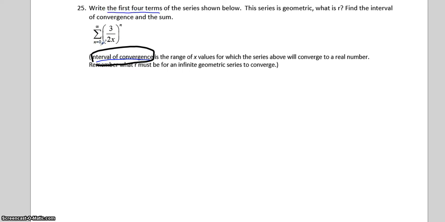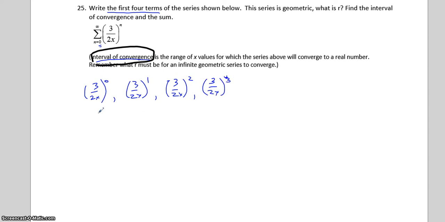Well, one thing is to make sure, let's look at what the counter starts at here. And remember, sigma notation always counts up by 1, but what we're going to do is just plug in n equals 0 for the first term. So the first term is going to be 3 over 2x raised to the 0 power. The next term will be 3 over 2x raised to the first power, 3 over 2x raised to the second power, 3 over 2x raised to the third power.